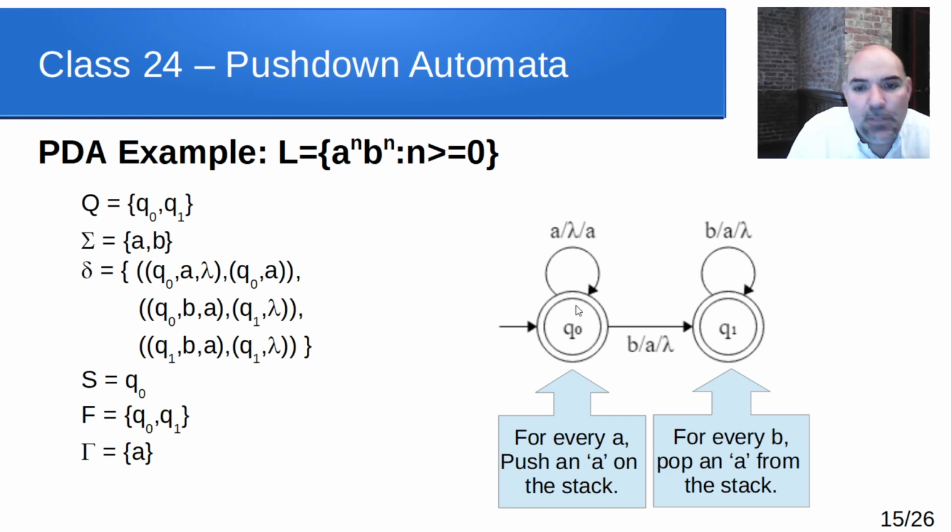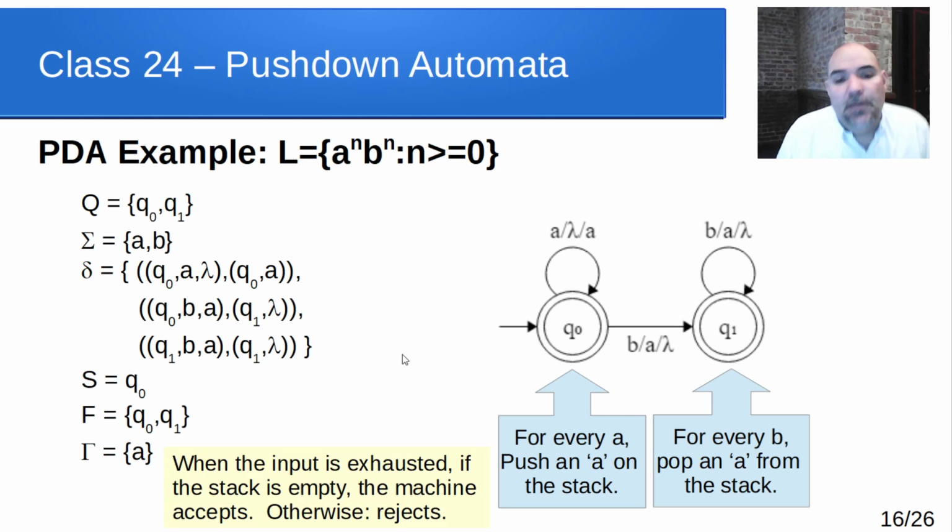So notice looking at this machine, it makes sense. We see an A, push an A. We see a B, pop the A off the stack, pop all of them off until it's empty. If we stop and the stack is empty, we know we've matched a B for every A that was pushed. So we know the number is the same and we're in a final state, so we accept. All right, so that's the first example. So in other words, when the input is exhausted, if the stack is empty, then we know the number of B's match the number of A's. Otherwise, it rejects.